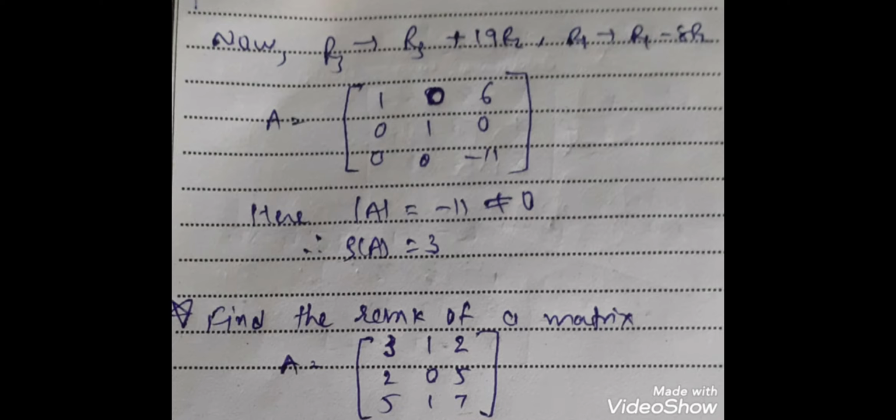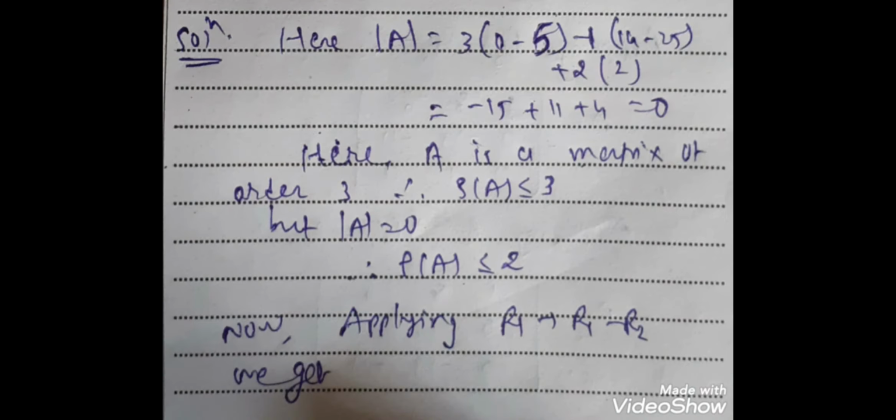So finally we get minus 15, 1 into 14 minus 11 plus 4. So the final value is 0, which means the determinant is 0. By the expansion of the determinant, we get determinant A equals 0. So here we say that the rank of this matrix is less than 3, otherwise equal to 3. Now it is not exactly 3 because the determinant has the value 0.